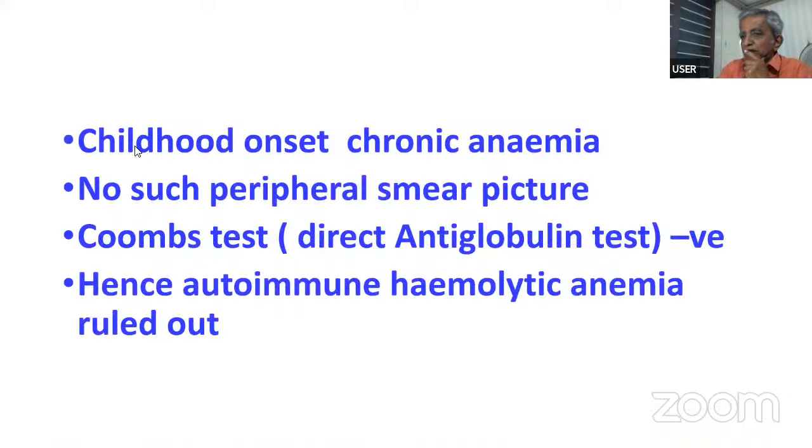So this patient had a childhood onset chronic anemia. There is no peripheral smear appearance described as suggestive of cold agglutinin or autoagglutination. No spherocytes. Coombs test was negative. So in this patient with suspected hemolytic anemia, we are ruling out, by Coombs test and other features, that it is autoimmune hemolytic anemia.